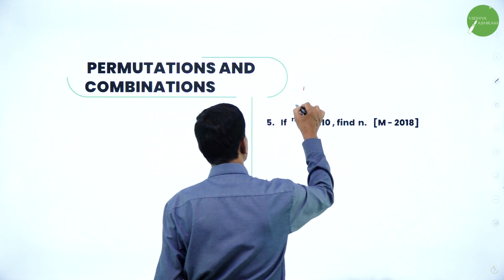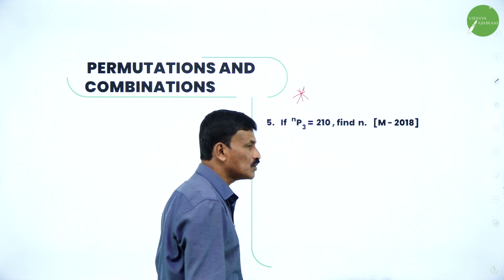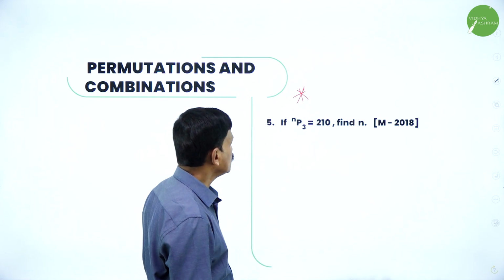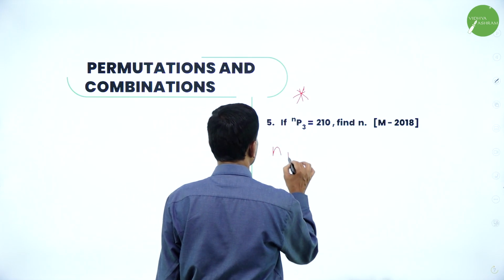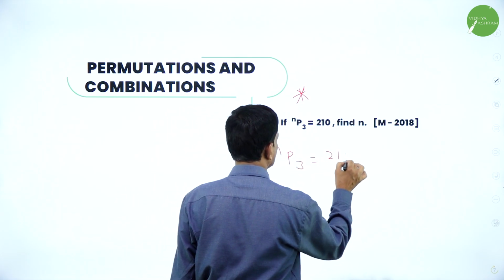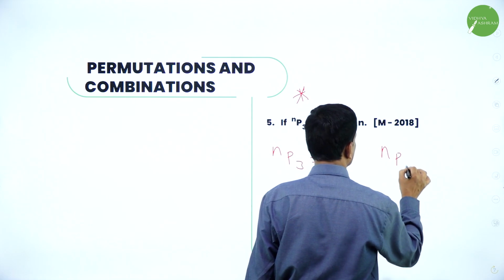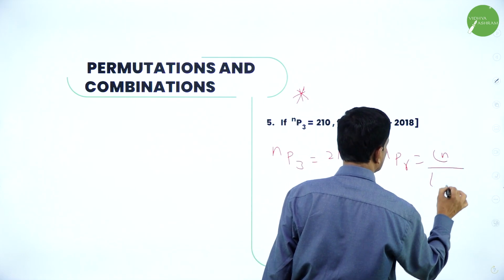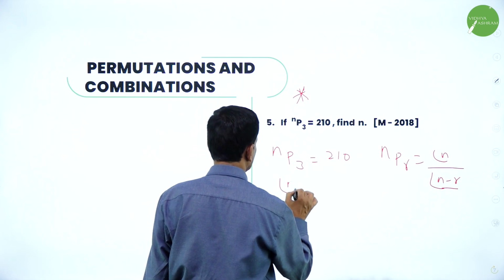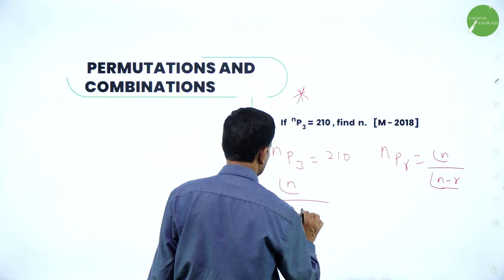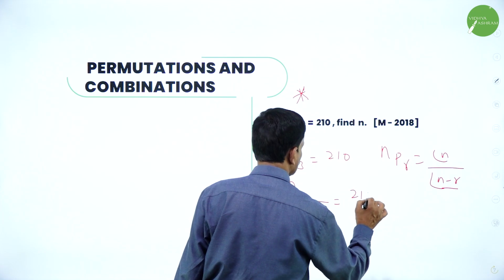This is also an important problem. If nP3 is equal to 210, find n. Now, given nP3 is equal to 210, what is the formula for nPr? n factorial divided by (n minus r) factorial. So, this is factorial n divided by factorial n minus 3 is equal to 210.